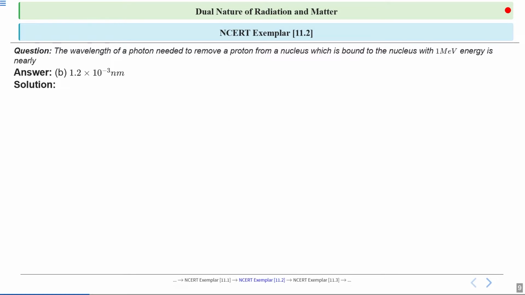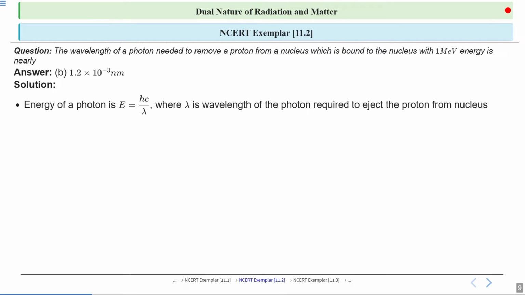So the correct option is 1.2 multiplied by 10 to the power minus 3 nanometer. Let's recall the formula for the energy of a photon, that is E equal to h nu, or we can write it as E equals hc upon lambda, where lambda is the wavelength of the photon, E is the energy of the photon in joules, h is Planck's constant, and c is the speed of light.